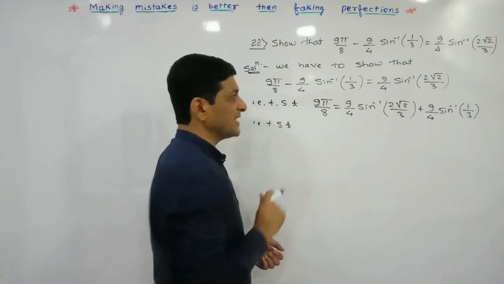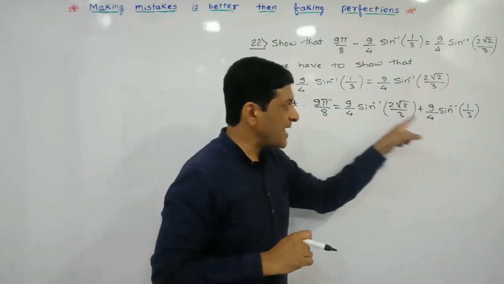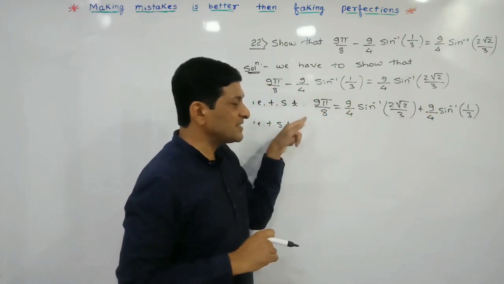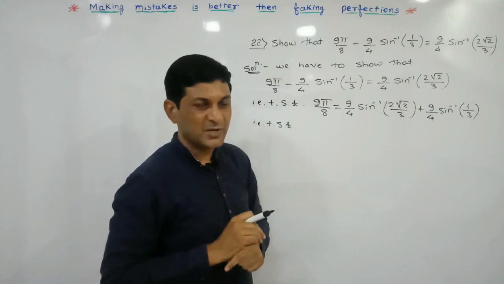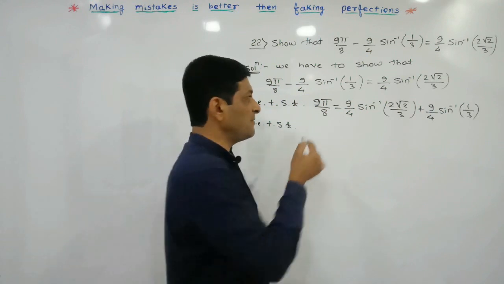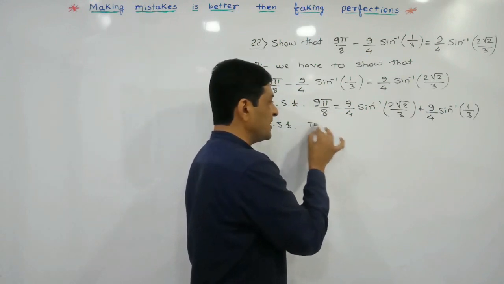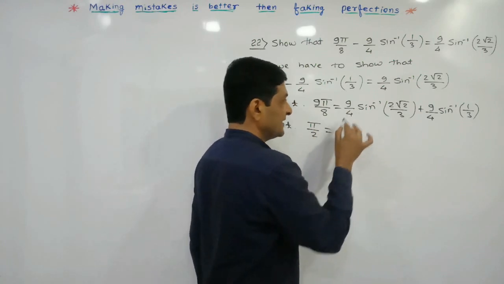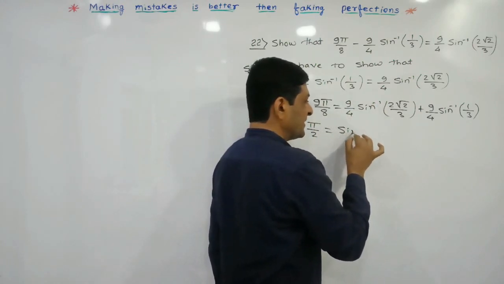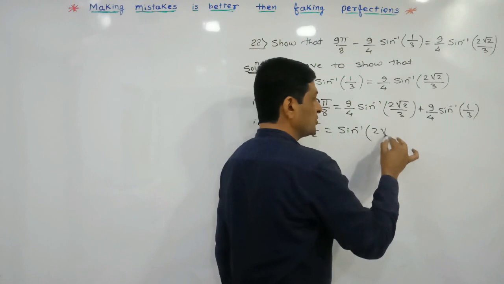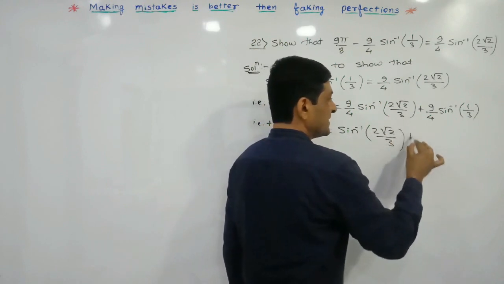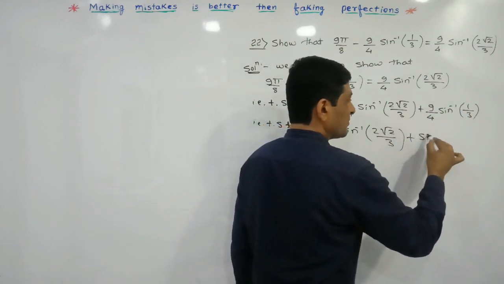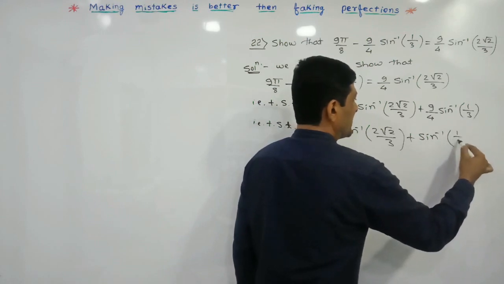Easily we can observe that all the terms are divisible by 9 by 4, 9 by 4, and this side is also divisible by what? 9 by 4. If I am dividing both sides by 9 by 4, on this side what is remaining term? Pi by 2. On this side 9 by 4 will get cancelled. Remaining term is sine inverse of 2 root 2 upon 3. Plus here after cancelling 9 by 4 what is the remaining term? Sine inverse of 1 by 3.